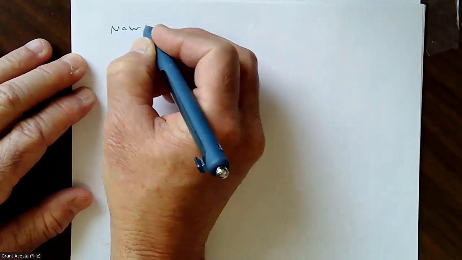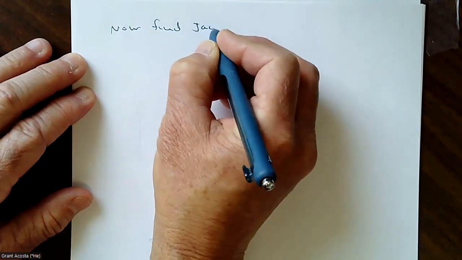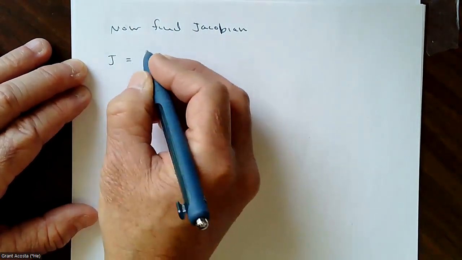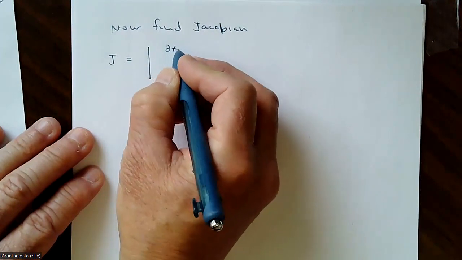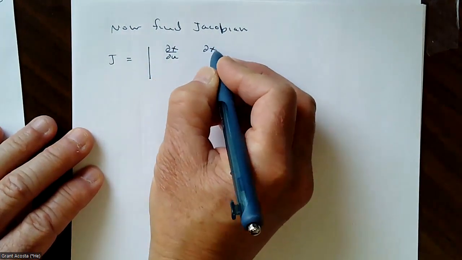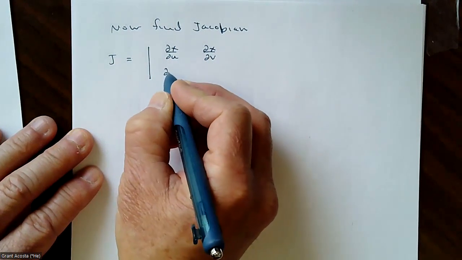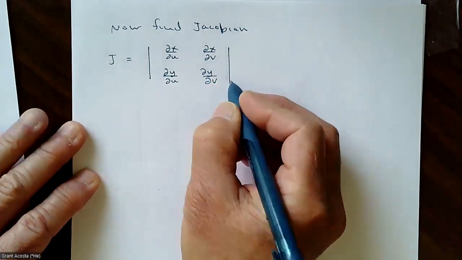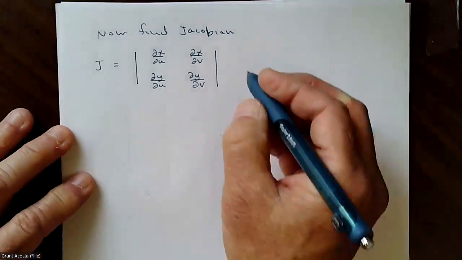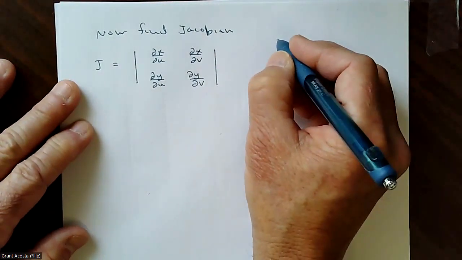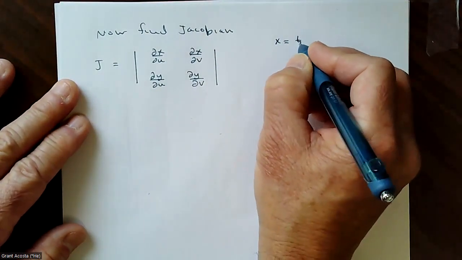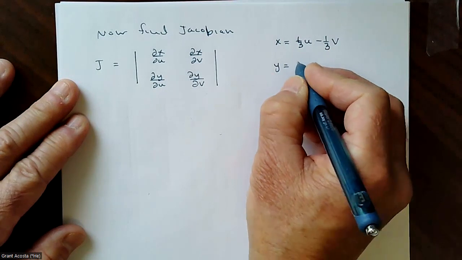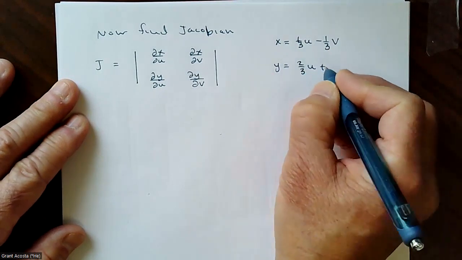So now find the Jacobian. Remember the Jacobian, in this case, is going to be the partial of x with respect to u, partial of x with respect to v, partial of y with respect to u, partial of y with respect to v. Remember, we already solved for x. x was equal to 1/3 u minus 1/3 v, and y was 2/3 u plus 1/3 v.